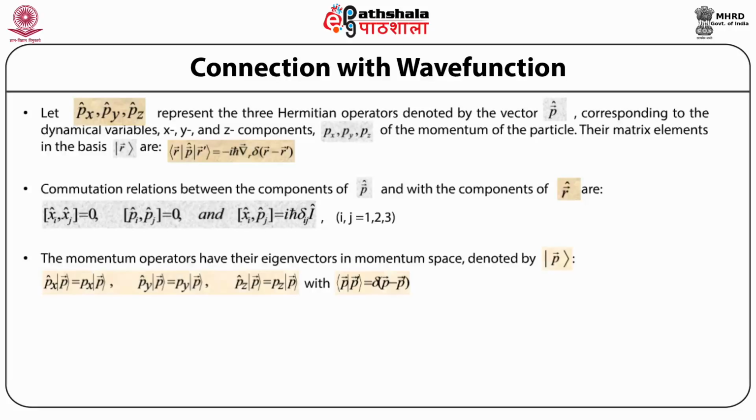and the operator pz corresponds to the dynamical variable of the z component, where the corresponding dynamical variables are given by px, py and pz respectively. That means px is the dynamical variable of the Hermitian operator px, py is the dynamical variable of the y component of the Hermitian operator py, and pz is the dynamical variable of the z component of the Hermitian operator pz. And the vector p represents the momentum of the particle.